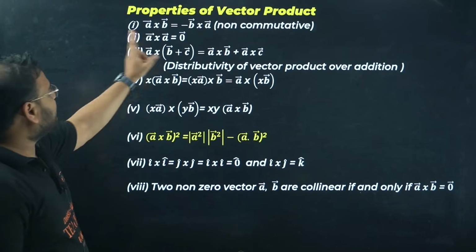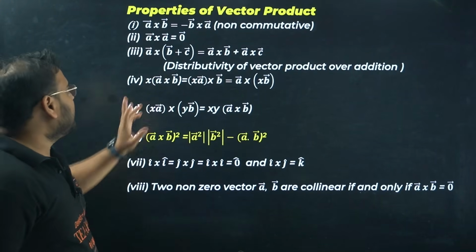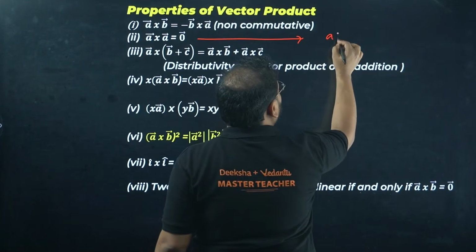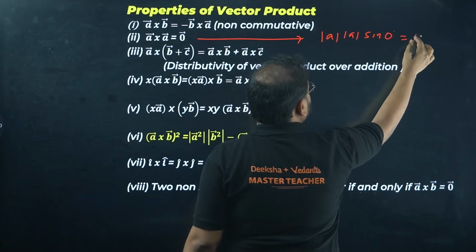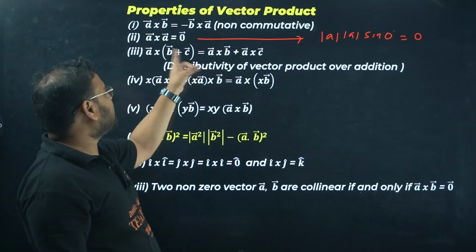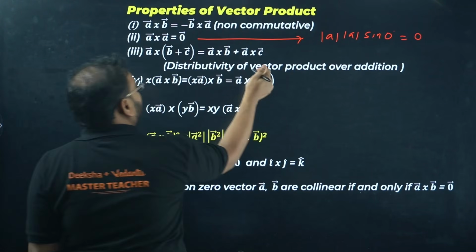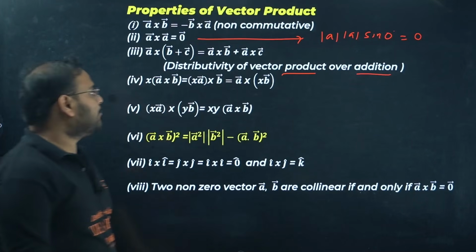First one, A cross B and B cross A are not equal. Okay, they'll be opposite in sign. A cross A is 0. Why is A cross A 0, sir? Because you'll have mod of A and sine 0. It will be 0. Sine 0 is 0. Okay, so A cross A is 0. A cross (B plus C) is what? A cross B plus A cross C. Distribution of the multiplication over addition. Product over addition. Distributive property.